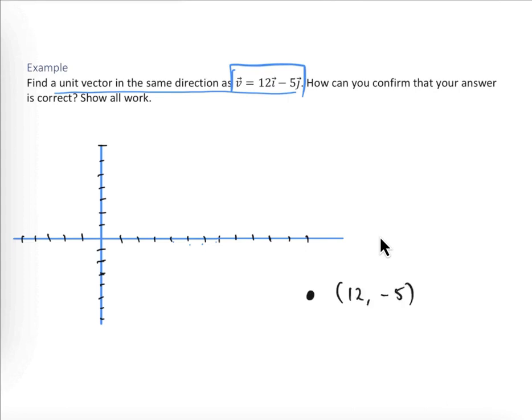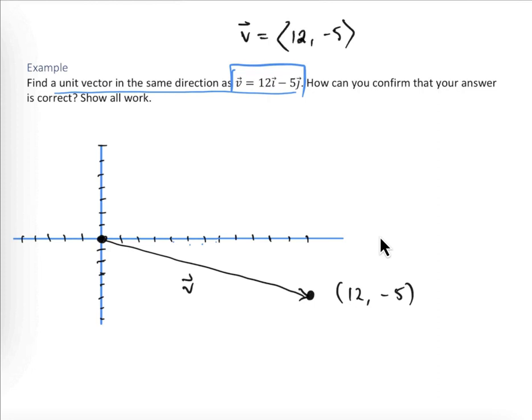that would have a terminal point of 12 and negative 5. With soft brackets, we're representing an ordered pair, and if we are starting our vector v at the origin, that ordered pair is the terminal point of our vector v. Remember, vector v could also be written as a position vector that is 12, negative 5 with no i's and j's.